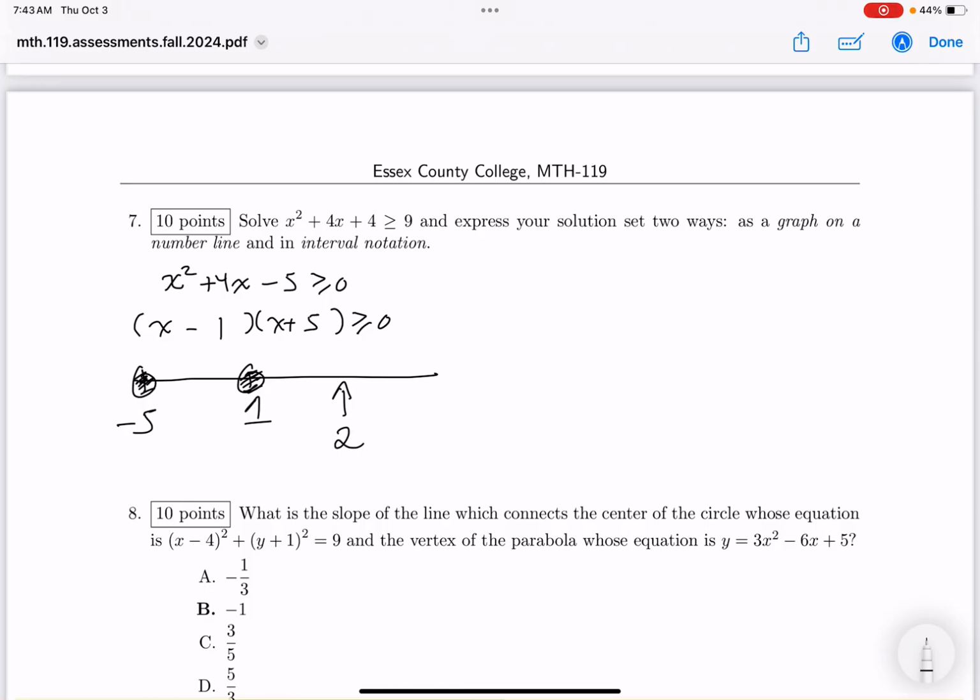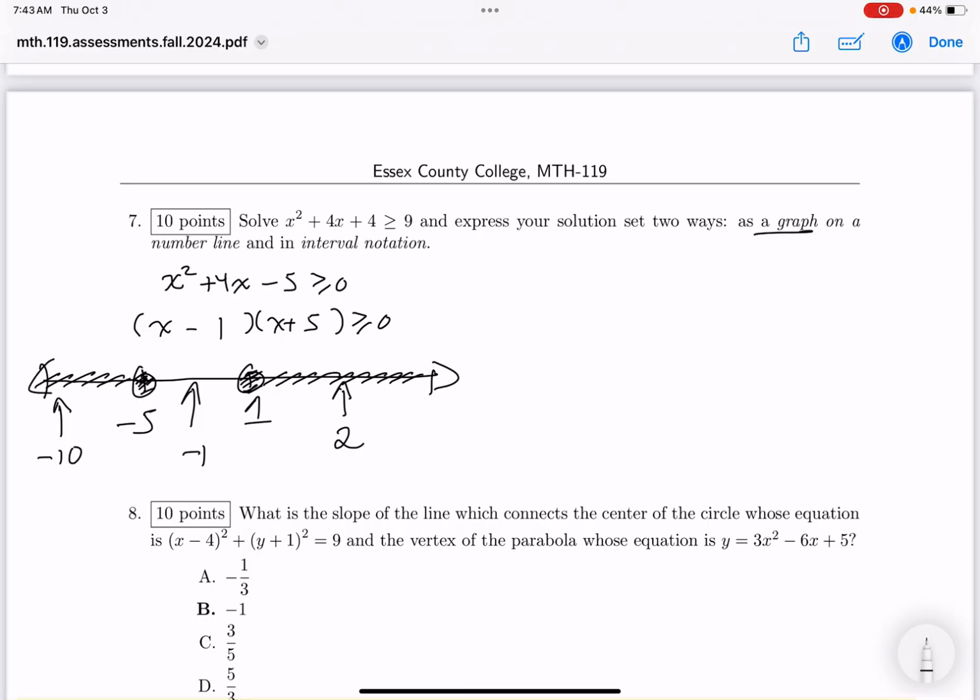All right? So when you plug in 2, you get a positive times a positive, which is definitely a positive number. I'm going to go over here. I'm going to pick minus 1. When you plug in minus 1, you get a negative times a positive, which is a negative number, and that's not greater than 0. What do you get over here? Pick another number, like minus 10, for example. Plug it in, you get a negative times a negative, which is a positive. That gets shaded in. All right?